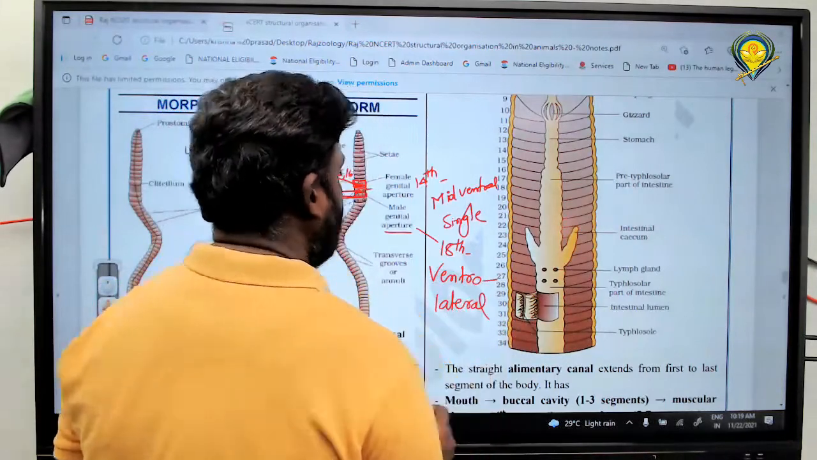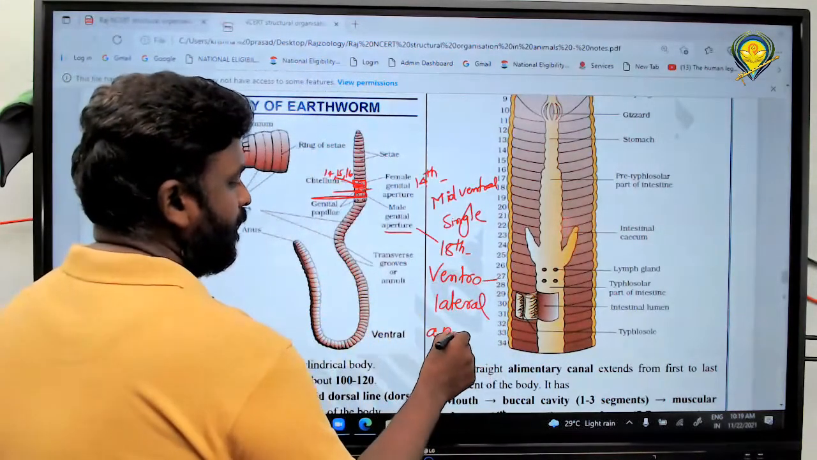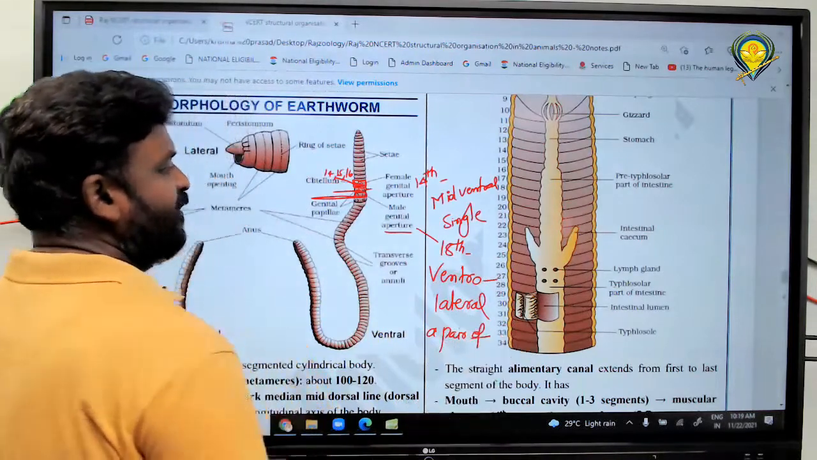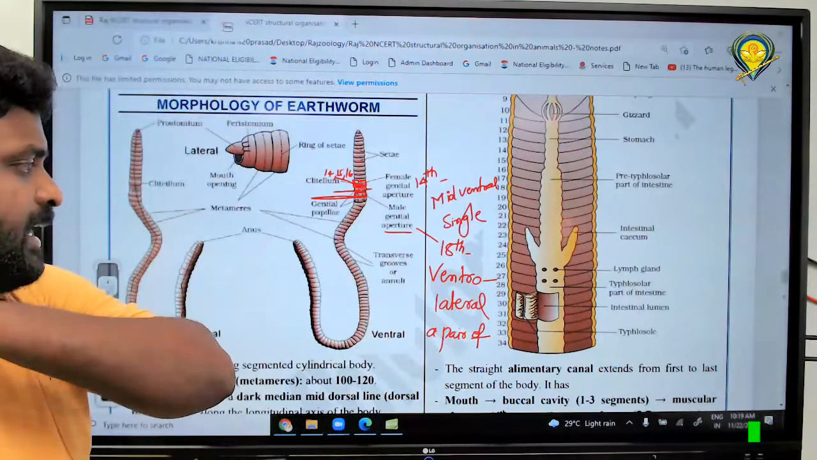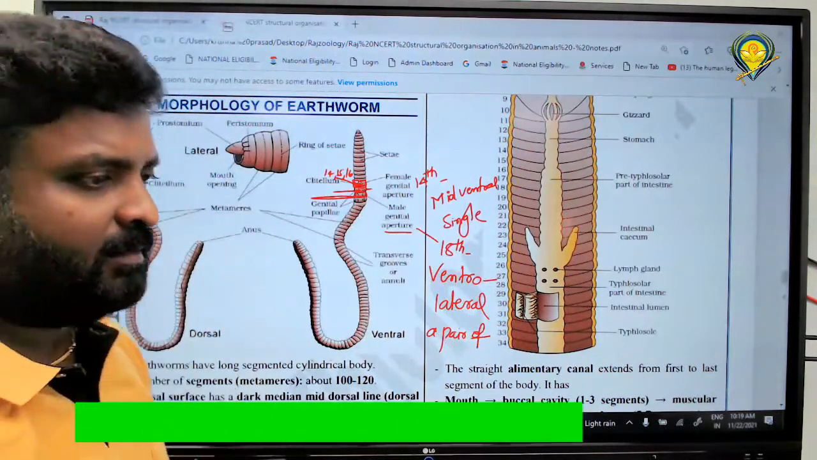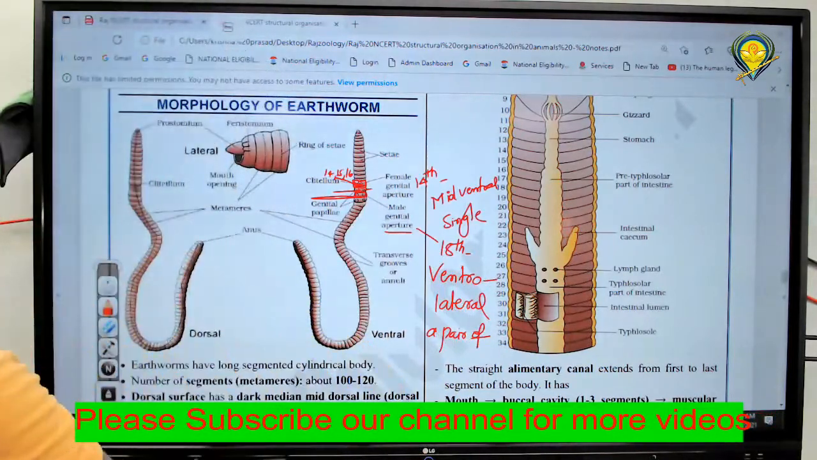A pair of male genital apertures are present at where? 18th segment, either ventrolateral or mid-ventral. Ventrolateral, that's it. Very good. Right, next one.